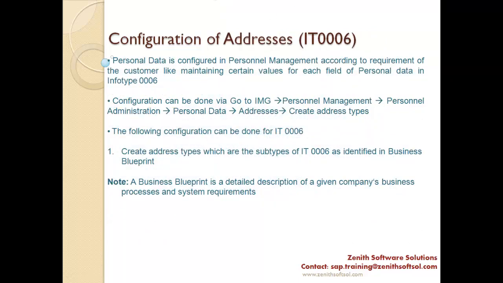Now let's see about the address. Address info type number is 6. Address basically stores the permanent address, or it can store the temporary address and other details. It depends on the company requirement what type of address they want to maintain in the system. Some companies I have seen just want to maintain the permanent and emergency address. They don't want to maintain temporary address. So it totally depends on what you captured in the business blueprint.